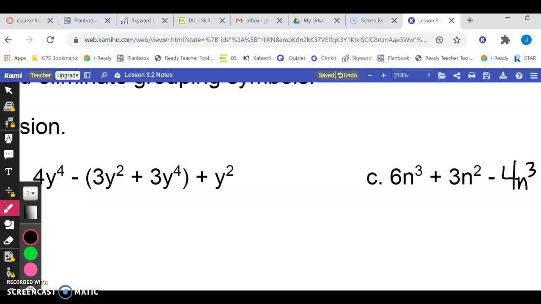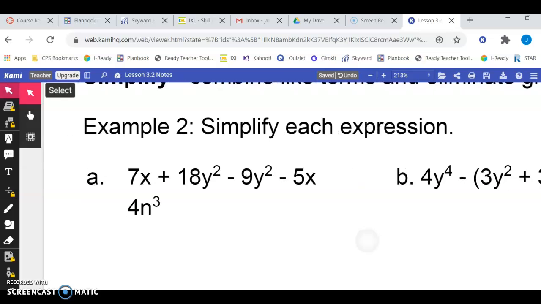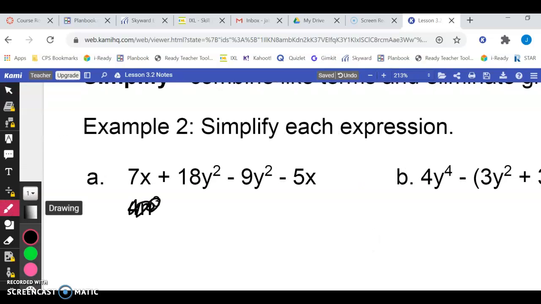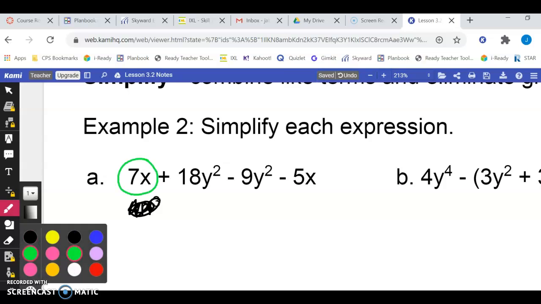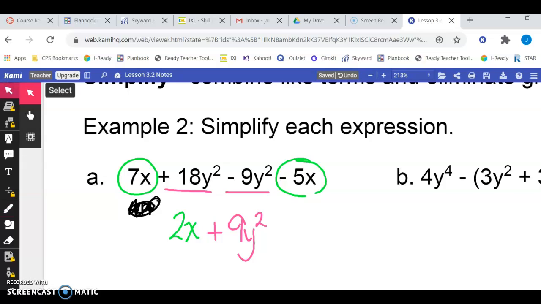4n to the third. And then when we go back here, we can cross it off. That's not really part of that problem. So go through the problem. 7x and negative 5x are like terms. So 7 minus 5 is 2. So those would simplify down to 2x. And then I have 18y squared and negative 9y squared. So 18 minus 9 is a positive 9. So we have plus 9y squared, and x and y squared don't go together, so that's our final answer.